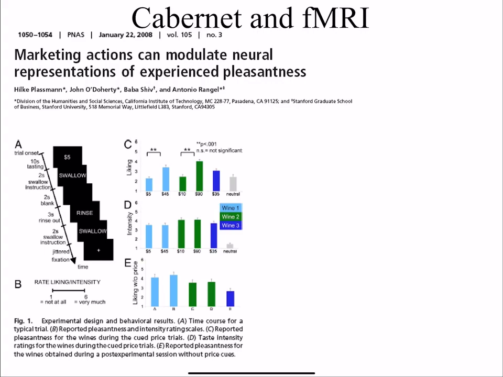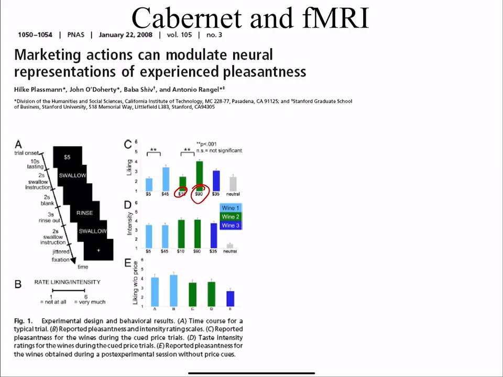You go into the lab and you're given two cups of wine, and they're hidden, in paper cups or something that are unmarked. In one case, you're told that the wine costs $90, and in the other case you're told that it costs $10, and you're asked to rate how good the wine is or how much you like it. If you're told that it's $90, you like it a lot more than when you're told it's $10. And mind you, this is exactly the same wine.